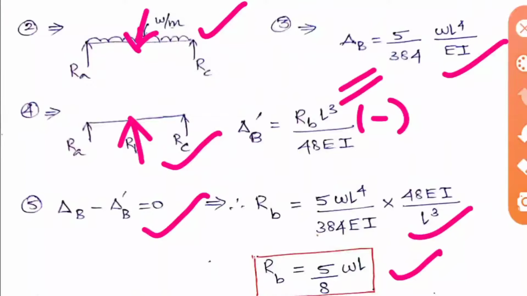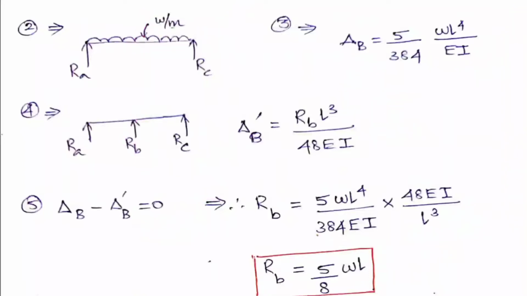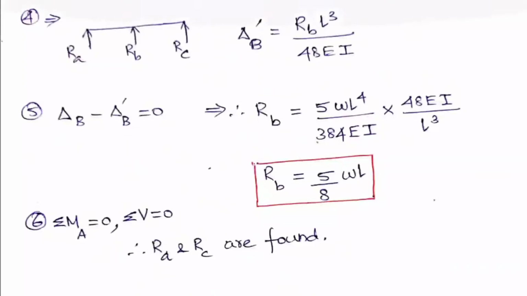We have already studied this in strength of materials, in fixed and propped beams. In that chapter we have studied this formula. For all the fixed and propped beams we studied the reactions. But in this method we have just found the same value and we are getting it correct, that is 5 by 8 WL. So now we got the RB value.